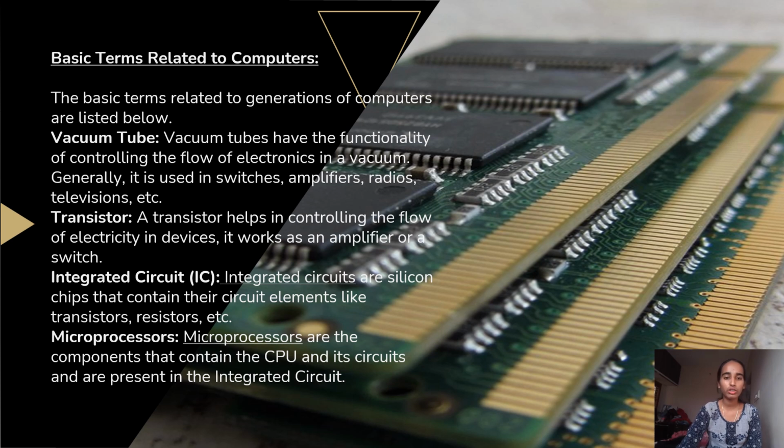The basic terms related to the generation of computers are listed below. Vacuum tubes have the functionality of controlling the flow of electrons in a vacuum. Generally, they are used in switches, amplifiers, radios, and televisions, etc. A transistor helps in controlling the flow of electricity in devices. It works as an amplifier or a switch. Integrated circuits are silicon chips that contain circuit elements like transistors or resistors. Microprocessors are the components that contain the CPU and its circuits and are present in the integrated circuit.